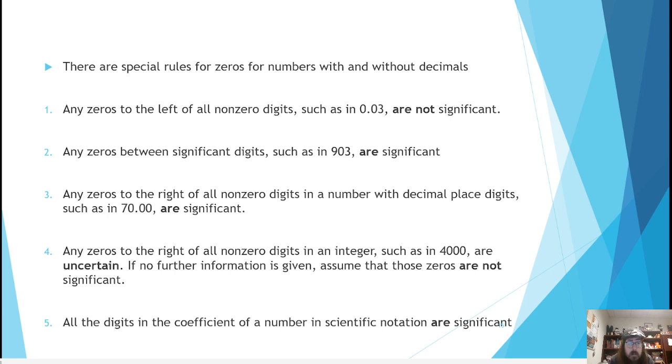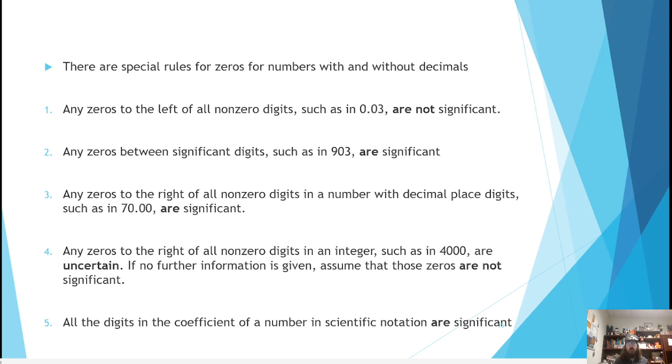Now, any zeros to the right of a non-zero digit in an integer, such as 4,000, so a number without a decimal, are uncertain. If no further information is given, we must assume all zeros there are not significant. So if I say there were approximately 4,000 fans in the stadium, that means we do not know the hundreds place, we do not know the tens place, we do not know the ones place, but we do know the thousands place rounds to 4,000.